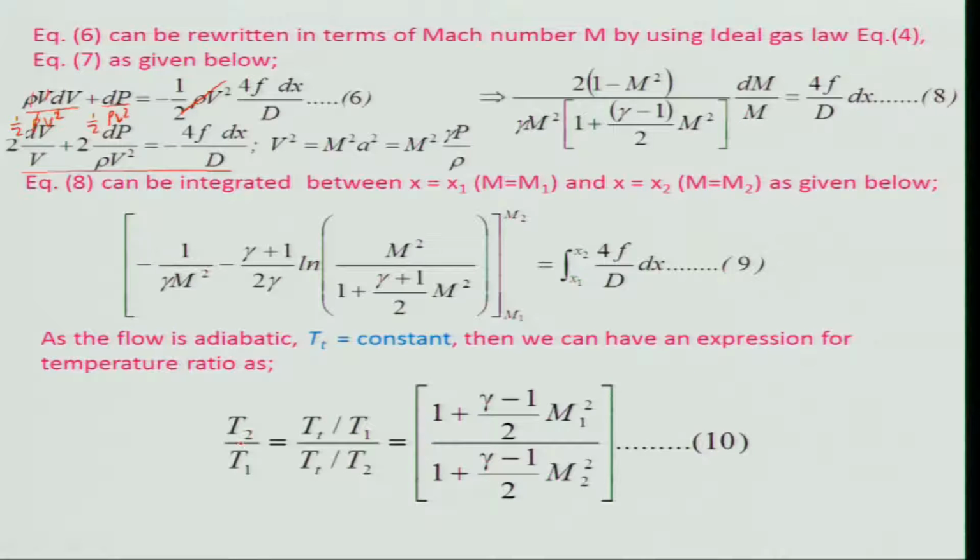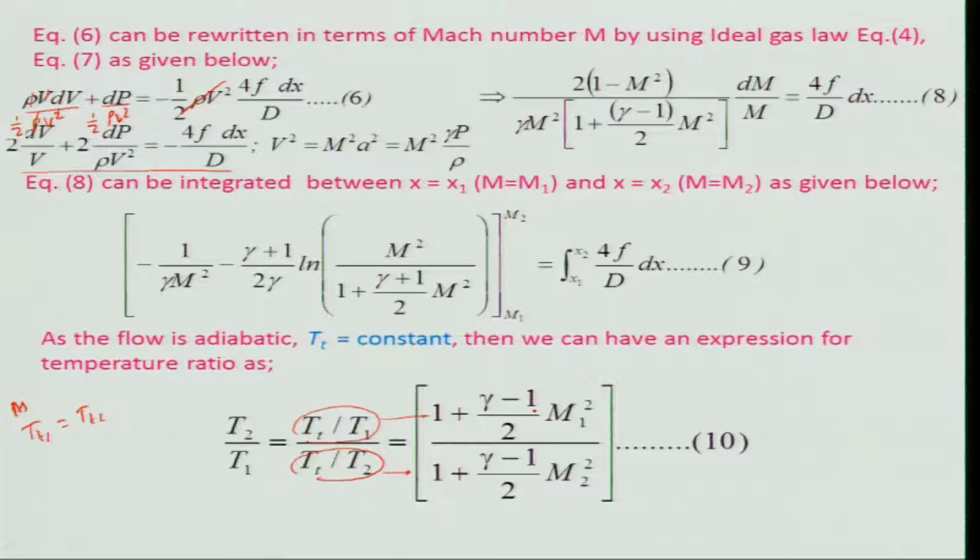If you look at the temperature ratio, T2/T1 = (T0/T1)/(T0/T2). What I am saying is basically T01 = T02, because of the energy equation, right. Therefore, this portion I can write down as 1 + ((γ − 1)/2)M1², and this portion is nothing but the denominator of equation 10, which is a very familiar form of expression that you are used to.